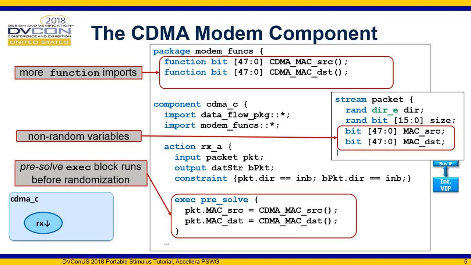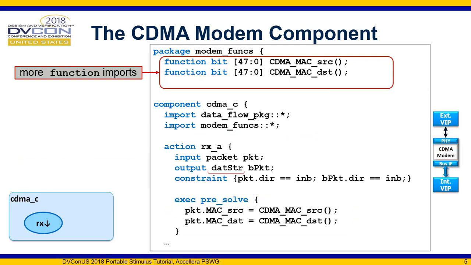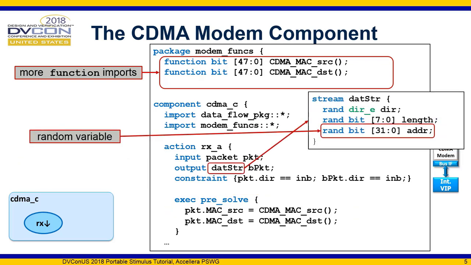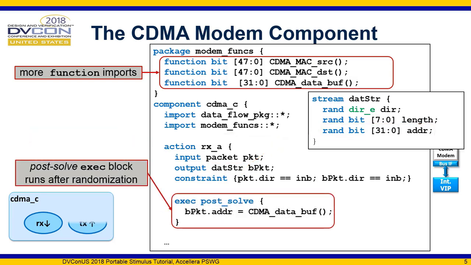Because they're not marked as random, we can set them in a pre-solve routine prior to the tool actually randomizing the variables. That is different than a stream object, which says that the address over there is randomized. So when the tool is solving, it'll pick a random number for it. So if we want to override that random number, we have to do it in a post-solve routine.